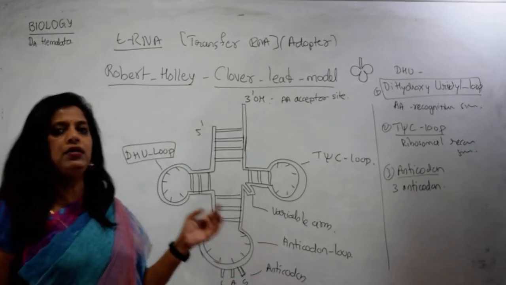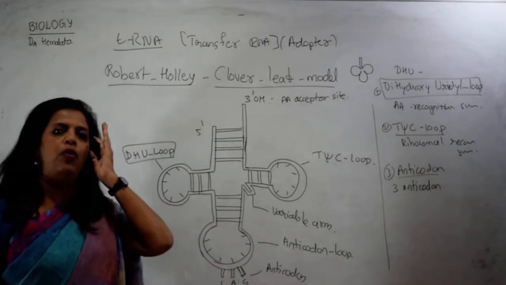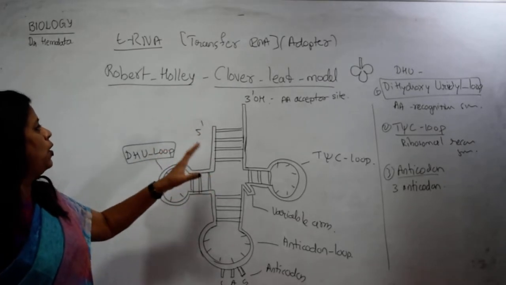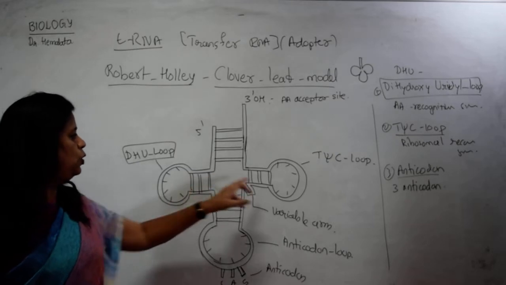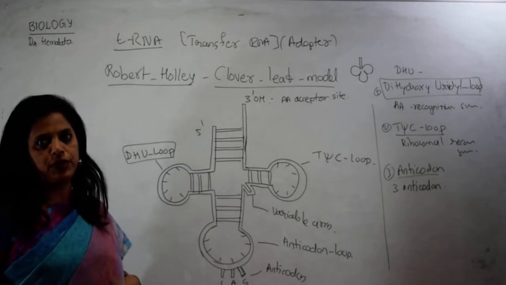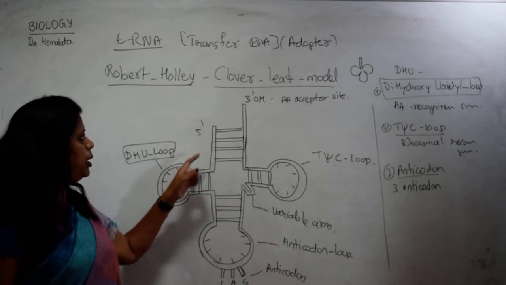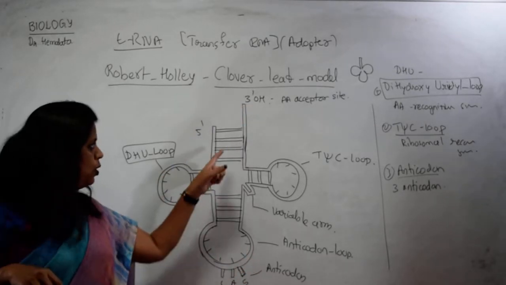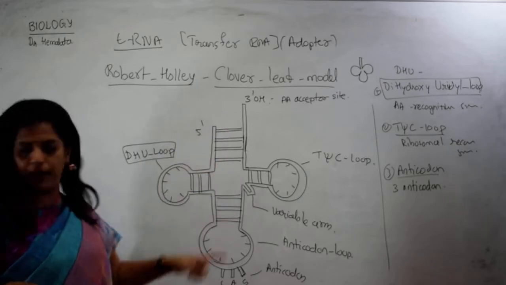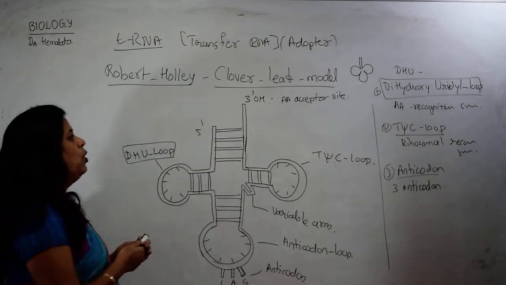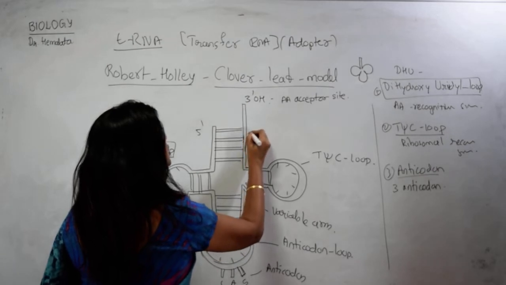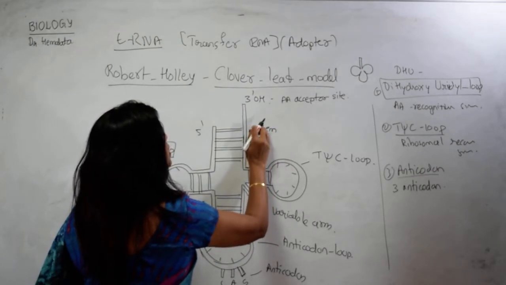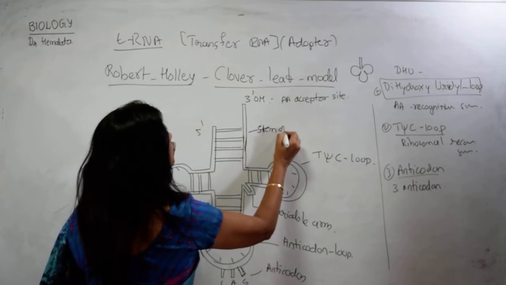Then, how are these formed? The loops are formed. Let us now enter into the structure. According to Robert Holley, it is a 3-looped, clover leaf-like structure. It's actually single-stranded RNA from 5' to 3', but here and there it undergoes base pairing. See, this is called the stem of tRNA, where it has undergone base pairing. This part we call the stem of tRNA. Stem is the strand.